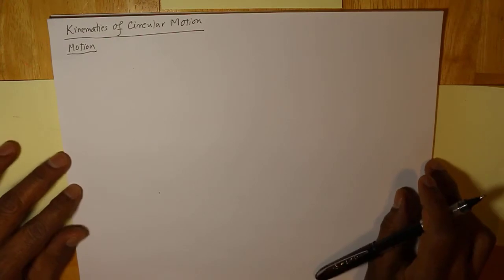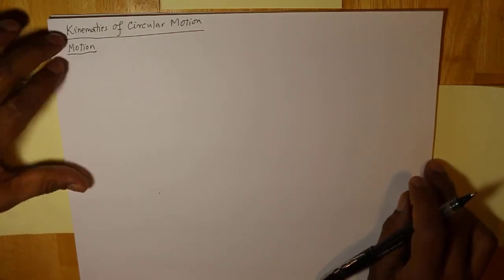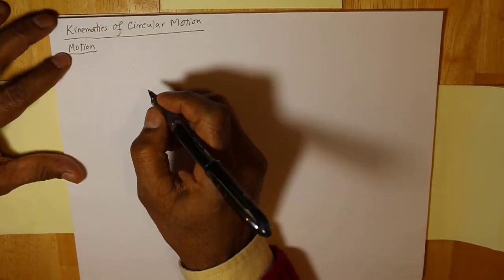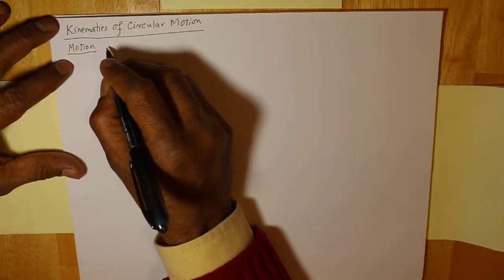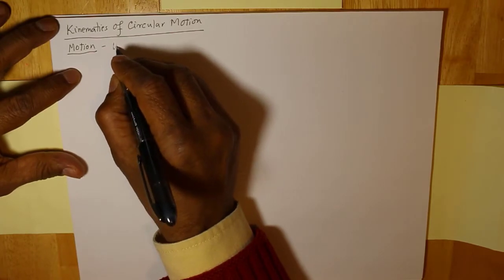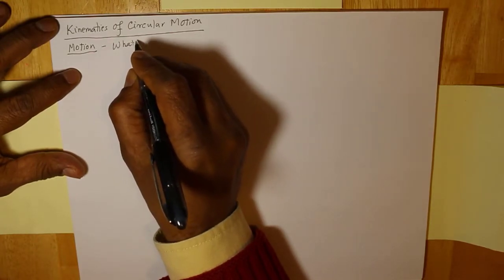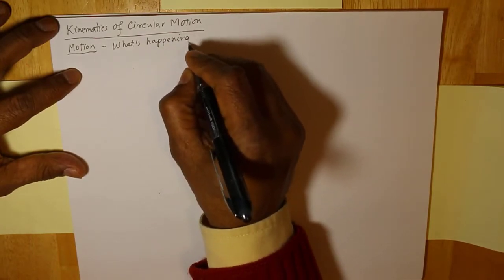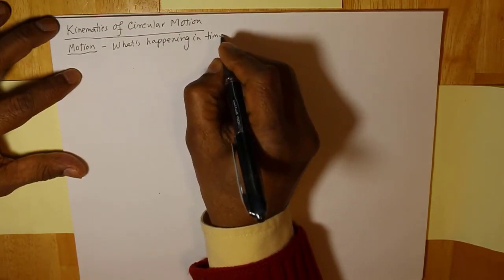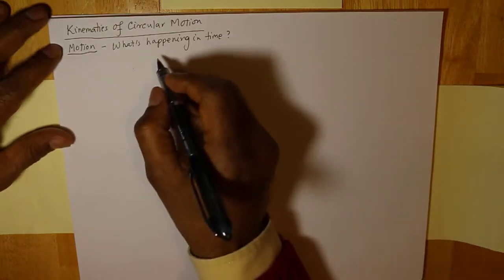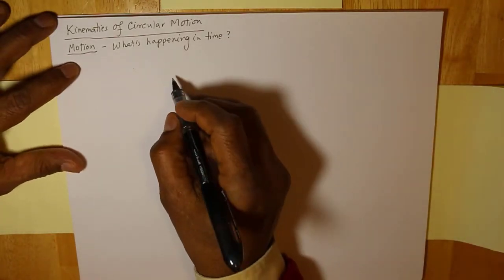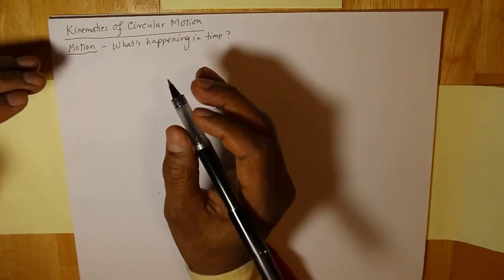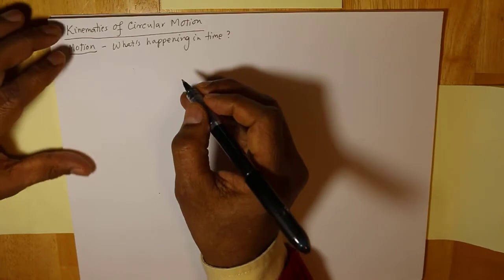Okay, let's now talk about motion when something's moving in a circle. By motion, we mean what's happening in time. So whenever we look at a motion, we look at where something is at some point in time and then where it is at some other point in time.